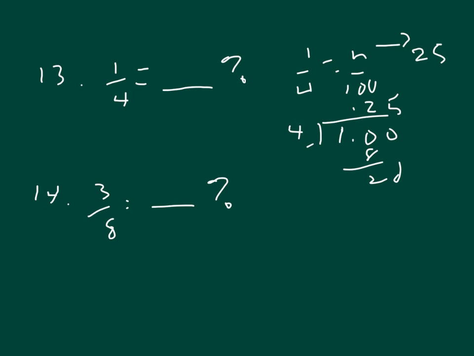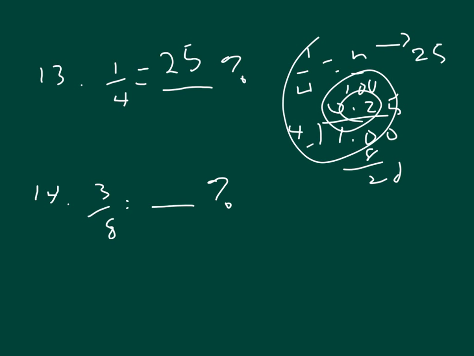It would be 25 over 100. And you know percents are out of 100, and you should know 0.25 is 25%. And you should know that a quarter, like a coin, is 25 cents. And you should just plain know, without doing any of this stuff, that 1/4 is 25%.